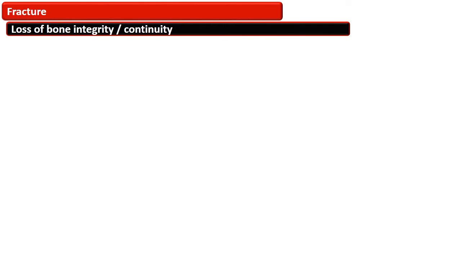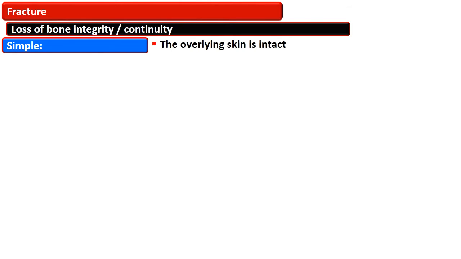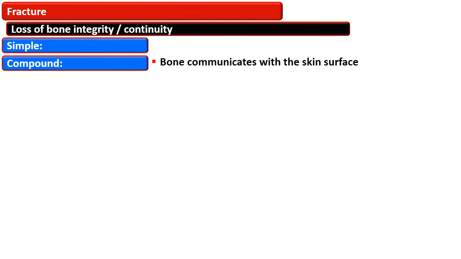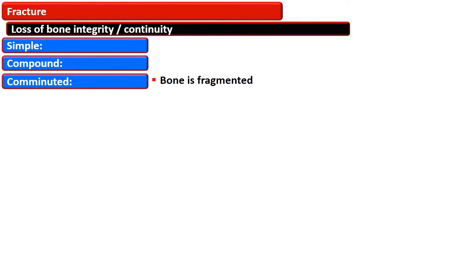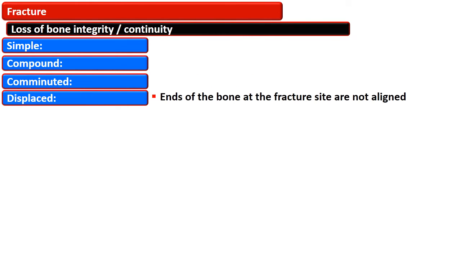So fracture can be defined as a loss of bone integrity or loss of bone continuity. There are many types of these fractures. Some are termed as simple fracture when the overlying skin is intact. Some are compound, in which bone communicates with the skin surface. If the bone is fragmented, then it is termed as comminuted fracture.